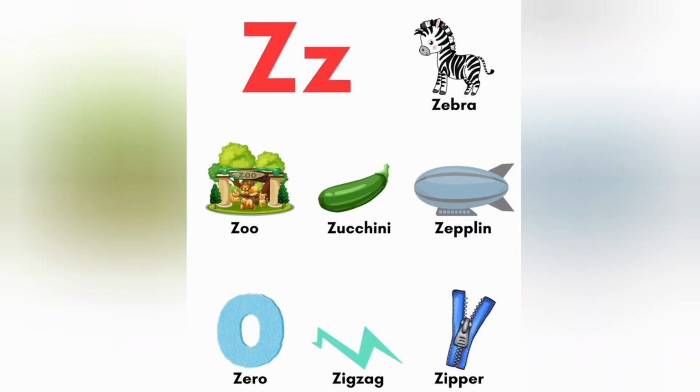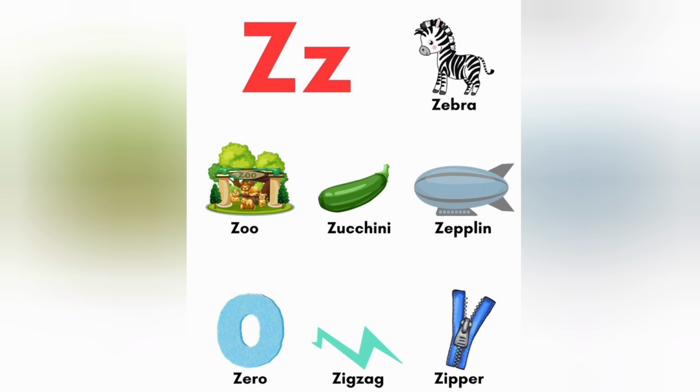This is letter Z. Z sound Z, and Z for zebra. Z for zoo. Z for zucchini. Z for zeppelin. Z for zero. Z for zigzag. Z for zipper.